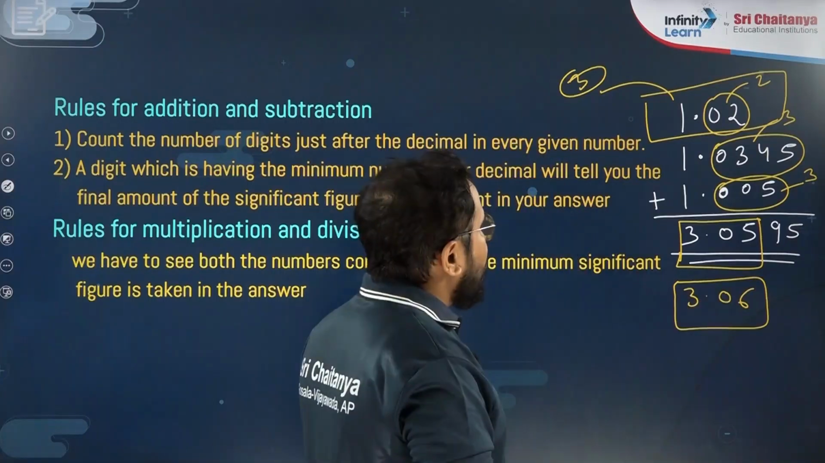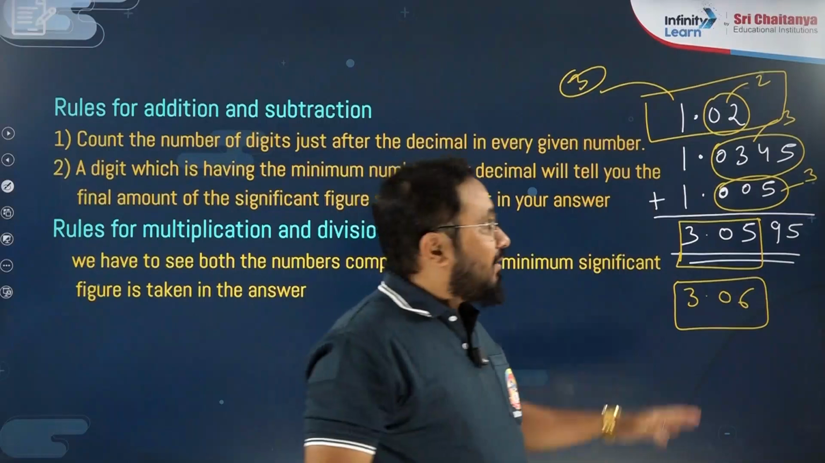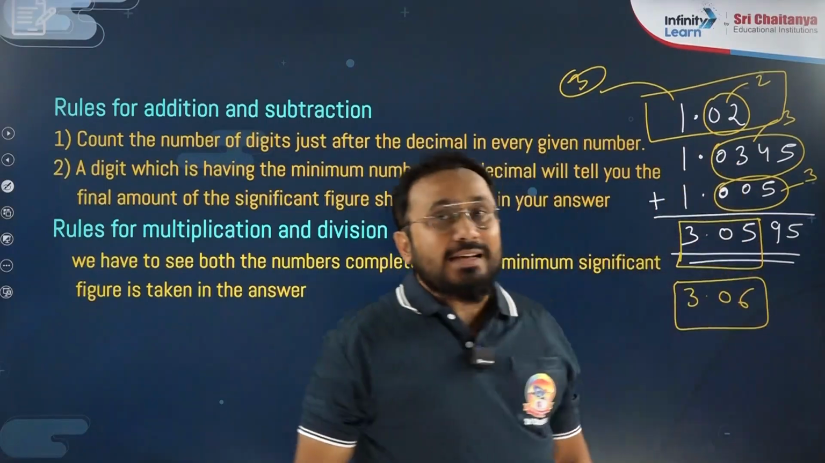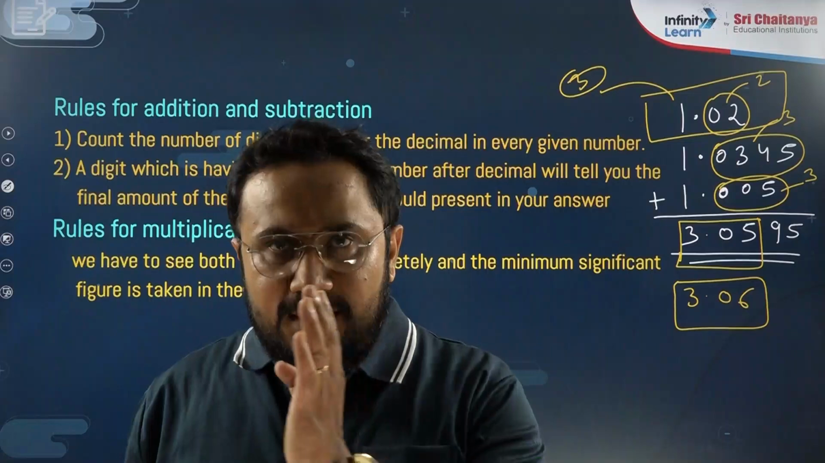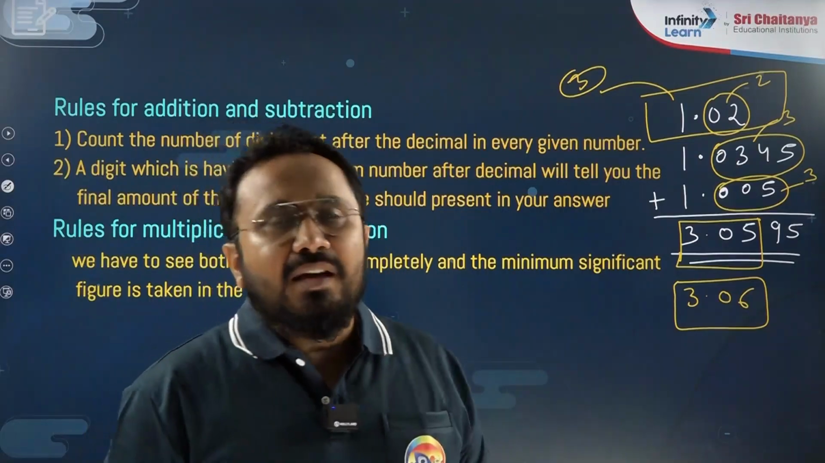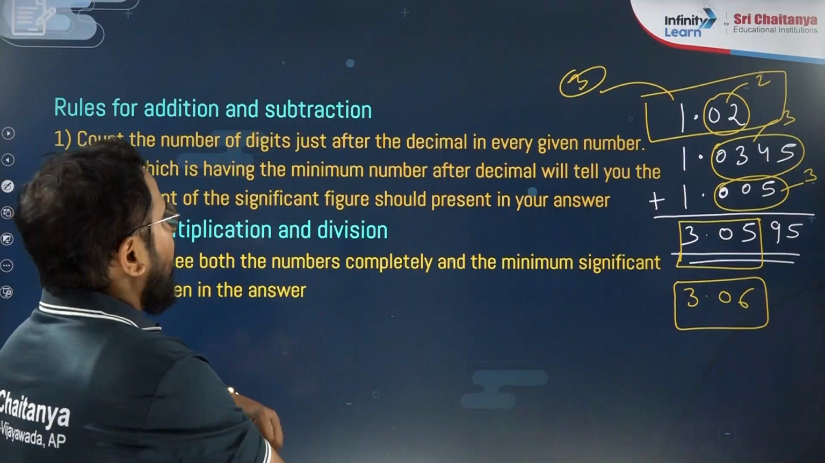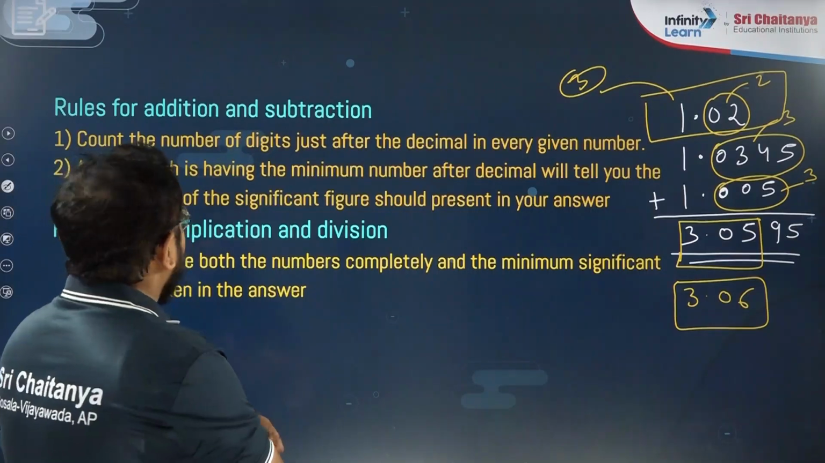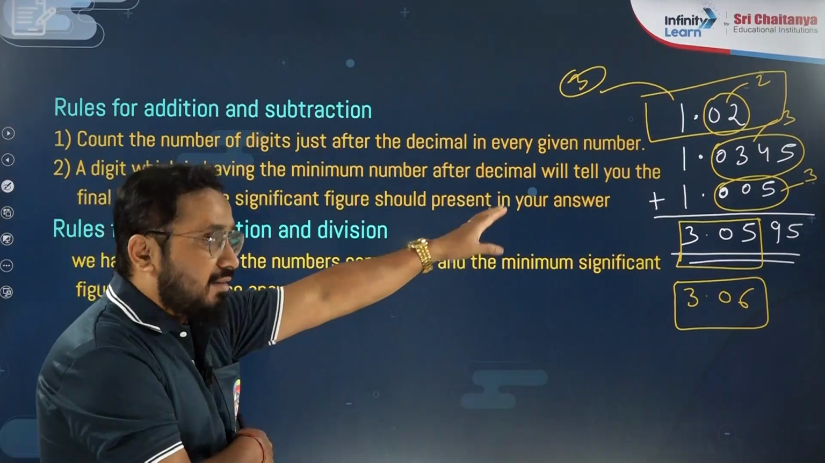How to check which significant figure we are going to select? The number which has the minimum number of digits after the decimal, that is the one we are going to select. Is it clear? The digit which has the minimum number of digits after the decimal will tell you the final number of significant figures that should be present in your answer.